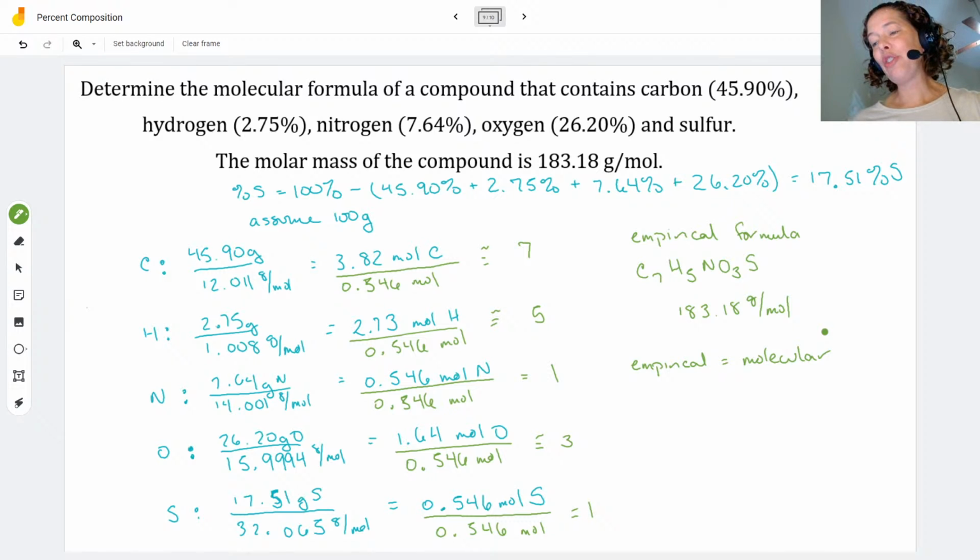And in general, I do find that these larger molecules, the empirical does tend to equal the molecular. But again, it doesn't have to. You could have an even larger molecule be the molecular formula. You just need to check your molar masses.